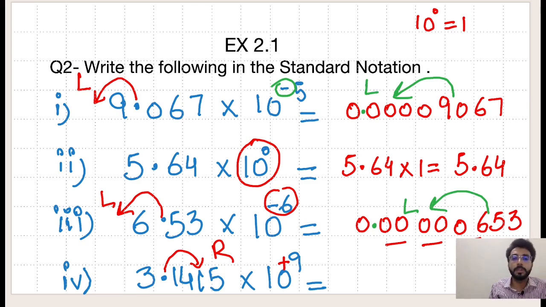In part number 4, the exponent is positive. We have to move the decimal point toward the right side. हमें right side तरफ इसको लेकर जाना है, but how many digits? We'll move 9 digits. So first of all, write this question. Let's change the color. I take the red color. The answer will be 314.